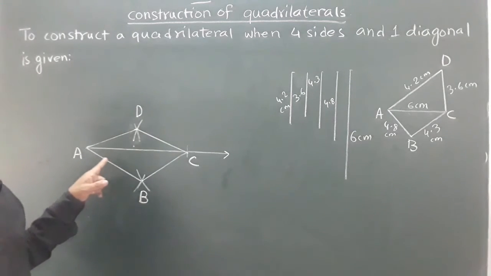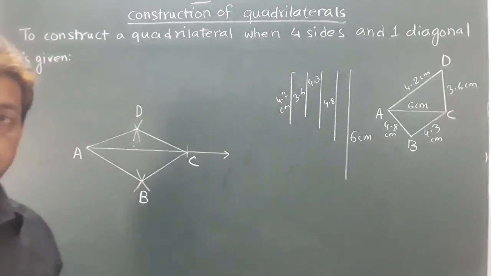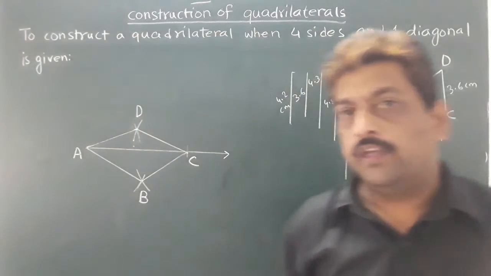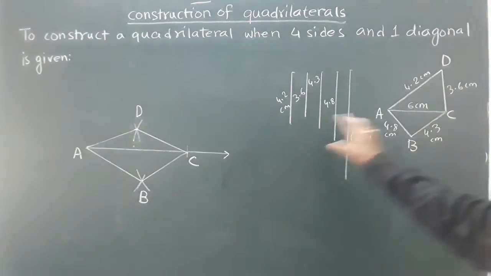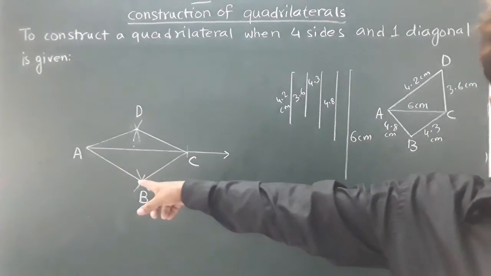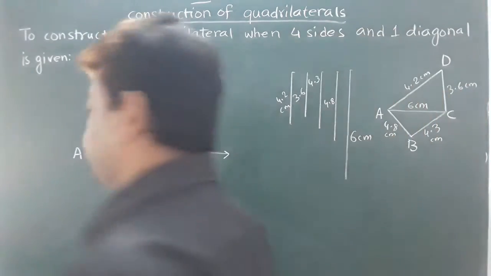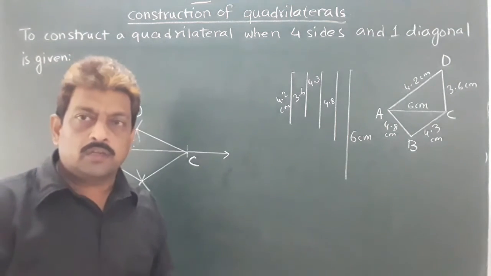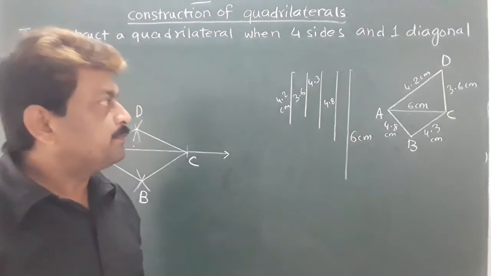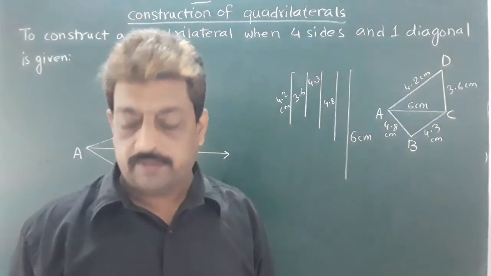Thus we can see that the quadrilateral ABCD is formed. So in this way, if the four sides and one diagonal are given, we can construct the quadrilateral. Understood all of you? Good. So let me draw another quadrilateral where three sides and two diagonals are given.